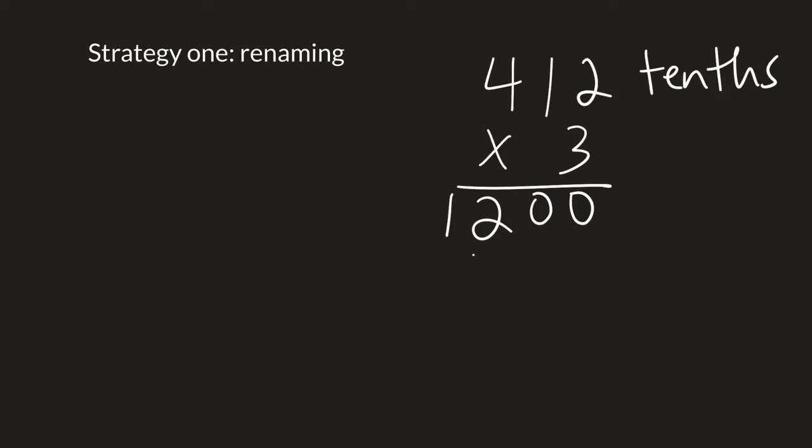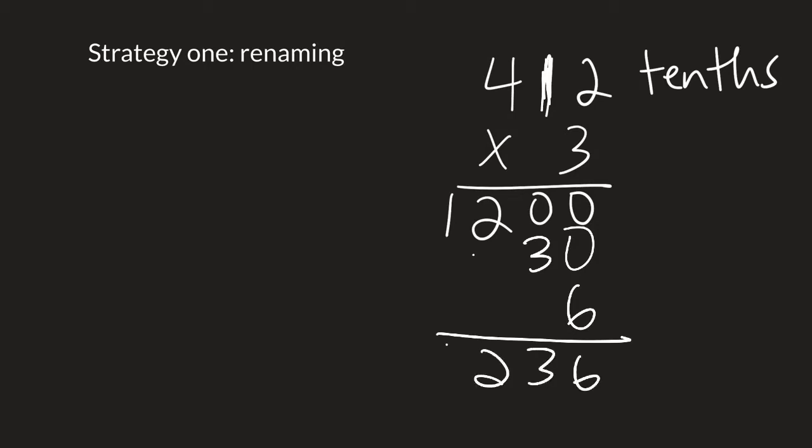Okay, and now we're going to go 3 times 10. And because there's a 1 in the tens place, 3 times 10 is what? It is 30. Then we go 3 times 2, which would equal 6, and you add it all up. Hopefully this is the answer that you got. 1,236, don't forget tenths. And so the answer would be 123.6. Did you get it?